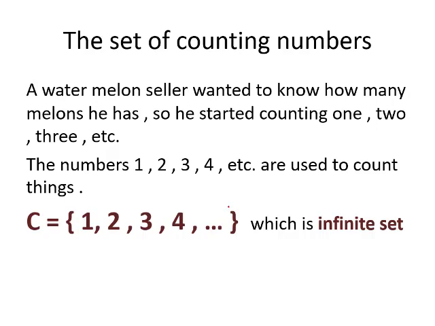A watermelon seller wanted to know how many melons he has, so he started counting. When he started counting, he says 1, 2, 3, and so on. The numbers 1, 2, 3, 4 are used to count things. So counting numbers are denoted by the letter C, because the first letter in counting is C. So C equals 1, 2, 3, 4, and so on. As we see here, this set is an infinite set because it has no end.